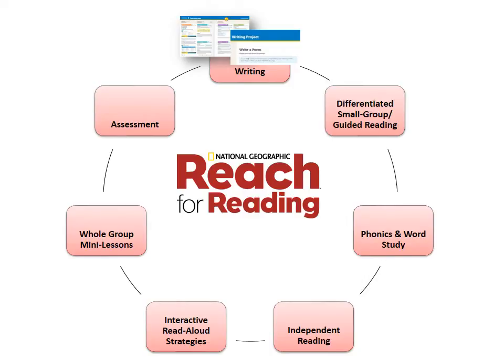Besides a writing project for each unit, there is also daily writing, weekly writing, and additional writing in response to reading. Reach for Reading is designed so students have the opportunity to read and write every day.